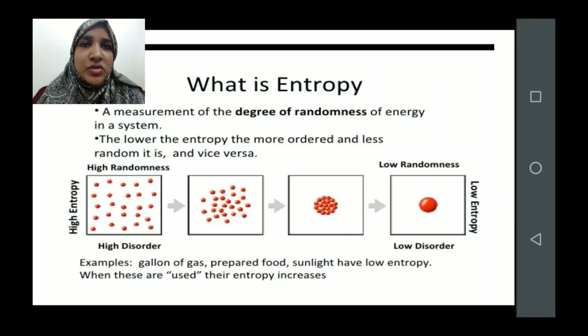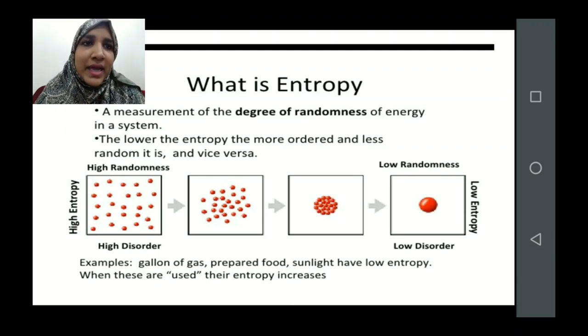And this can also be associated with the amount of energy present in the system. If the system contains more energy, it will have more energy to perform motion, and it will show more disorder or randomness in the system, causing greater entropy. In the same way, if the system possesses less energy, the molecules or particles of the system will have less energy and they will move less, and therefore there will be less randomness or disorder and lesser entropy. Okay, so the lower the entropy, the more ordered and less random it is, and vice versa.